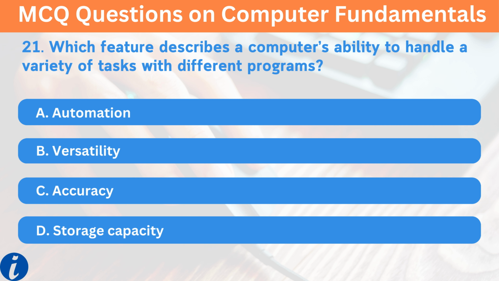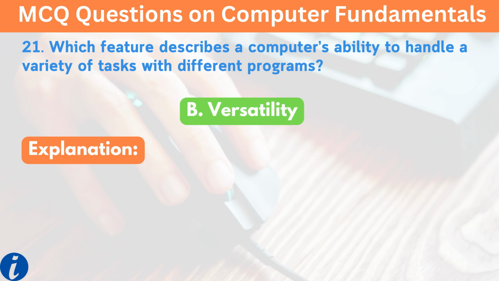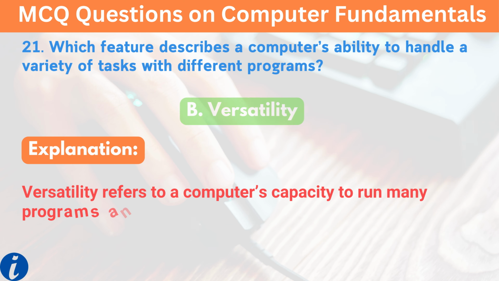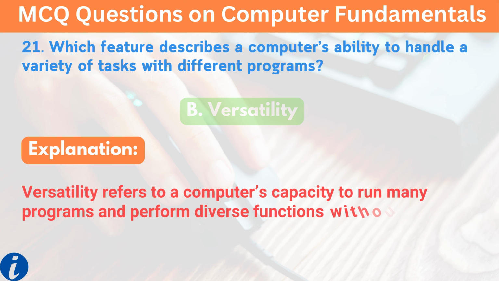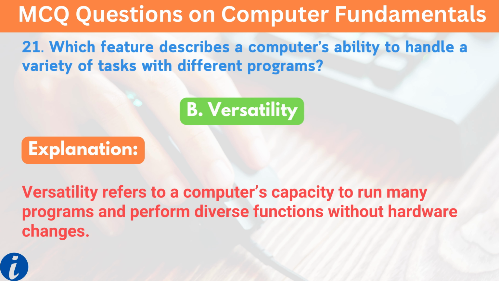21. Which feature describes a computer's ability to handle a variety of tasks with different programs? A. Automation. B. Versatility. C. Accuracy. D. Storage capacity. The correct answer is B. Versatility. Explanation: versatility refers to a computer's capacity to run many programs and perform diverse functions without hardware changes.